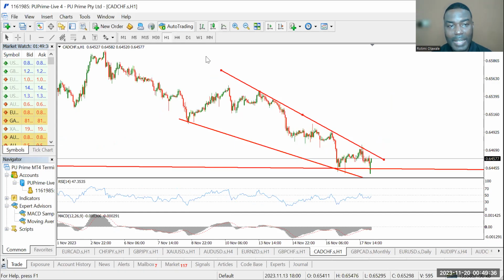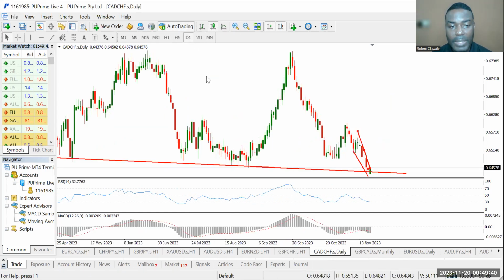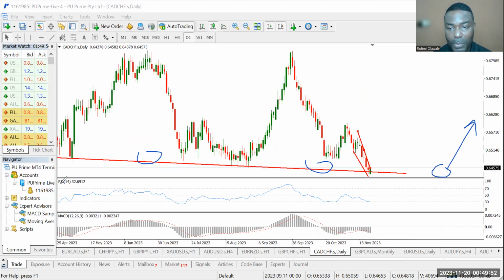So next I'm looking at CADCHF. Now CADCHF on the daily time frame, you can see that price has been bouncing off this trend line. We have the first time, second time. Okay, this is the third time, and technically we're expecting a bounce at this point from the daily time frame perspective.